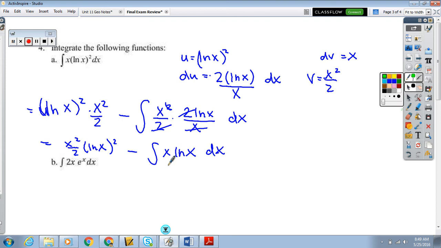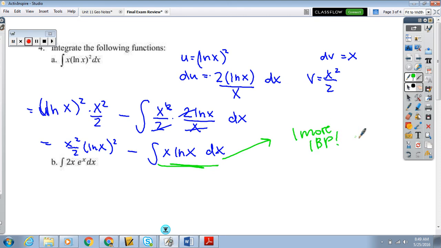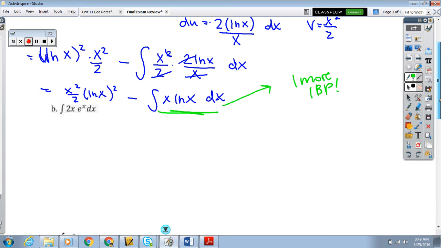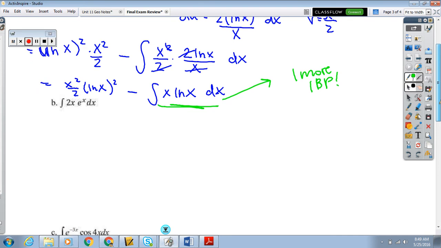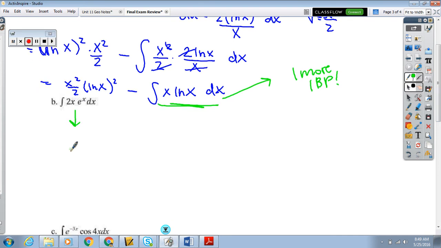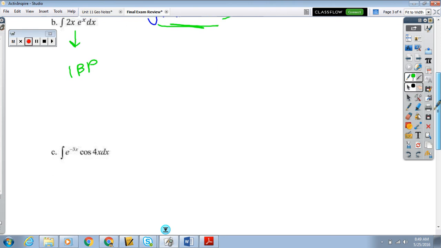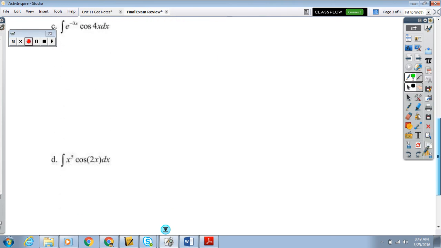that part right there that I'm underlining in green, that's going to be one more IBP, or integration by parts problem. But it's a lot more straightforward and not as ugly as the one that you just did. Part B is also integration by parts, but it's a simple, straightforward one. You could do it in probably 1 or 2 lines. Part C we did in class.